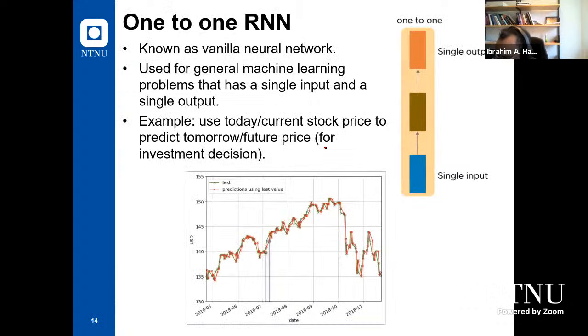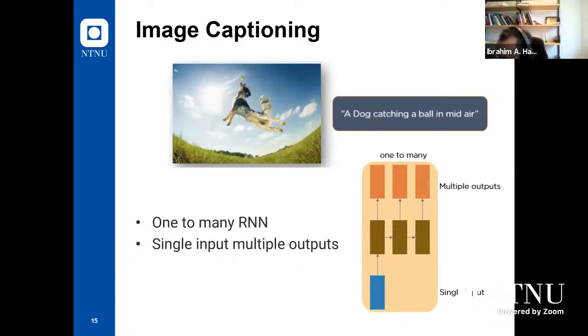For one-to-one RNN, in fact, we can use a vanilla neural network, for example, and it is used for general machine learning problems that have a single input and a single output. We use today's or the current stock price to predict tomorrow's future price, for example. We can just use today's value for predicting tomorrow's value, right? So we have a single input and a single output. We call it one-to-one.